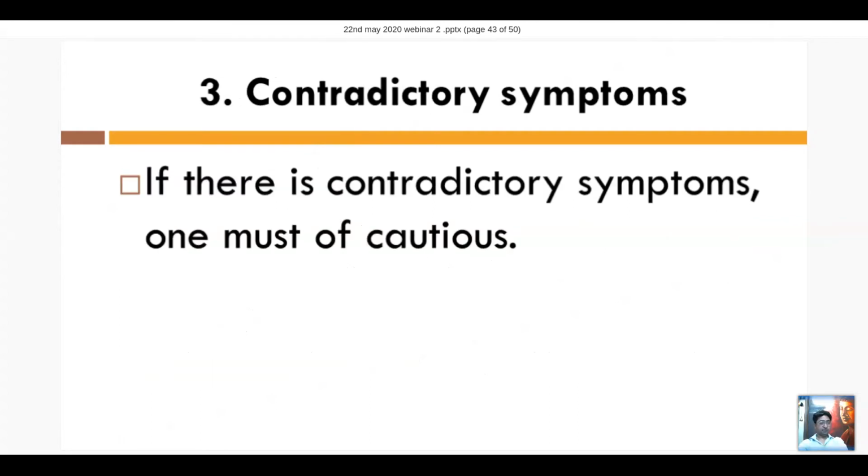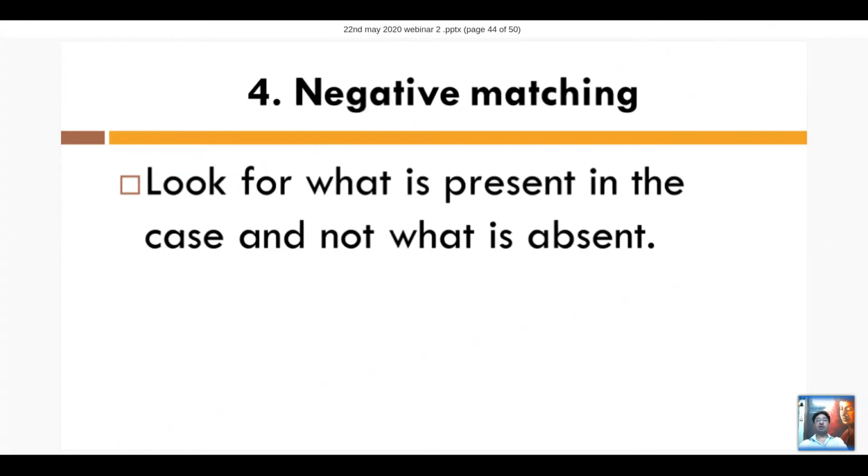Third, contradictory symptoms. If you are going to give Pulsatilla and the patient is having unquenchable thirst, then you have to think once, because now you have totally contradictory symptoms in that patient. But if the patient is having normal thirst or is slightly thirsty, you can go for Pulsatilla, right? So this is very important, that there should not be any contradictory symptom.